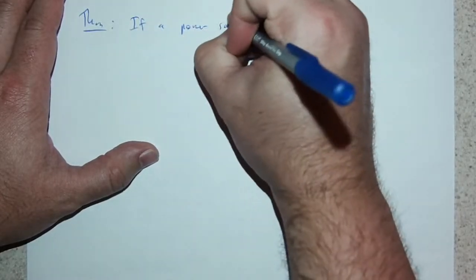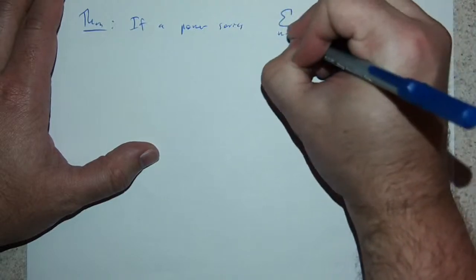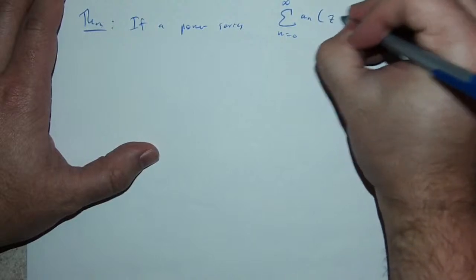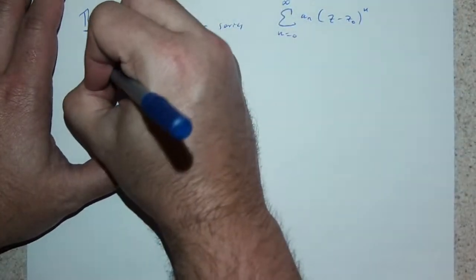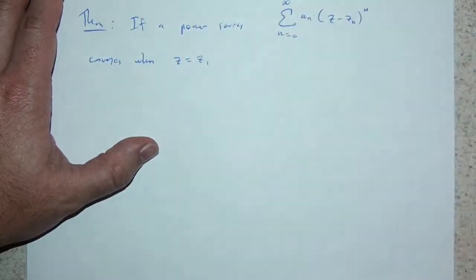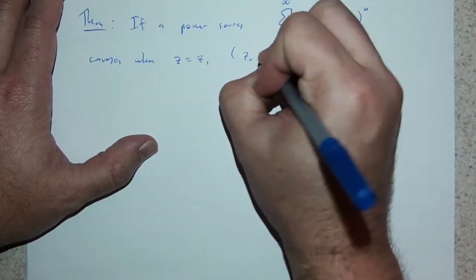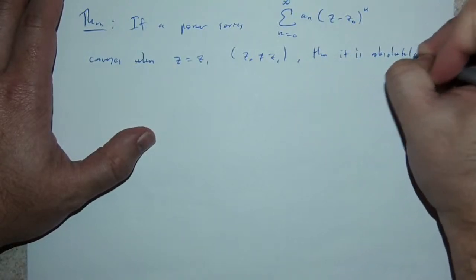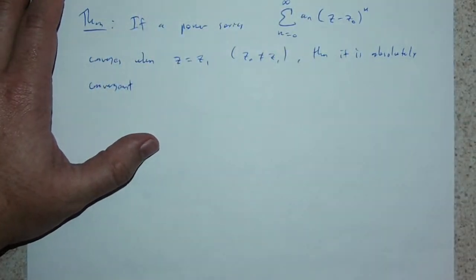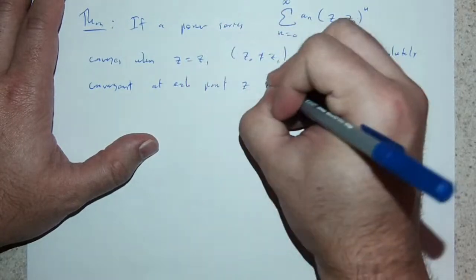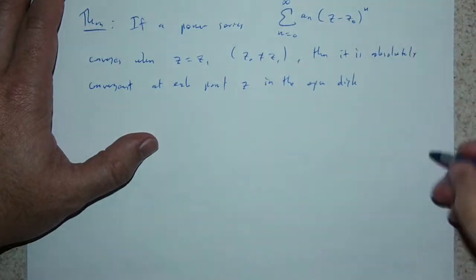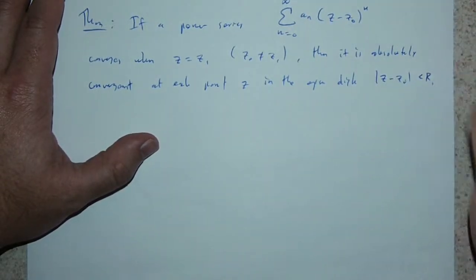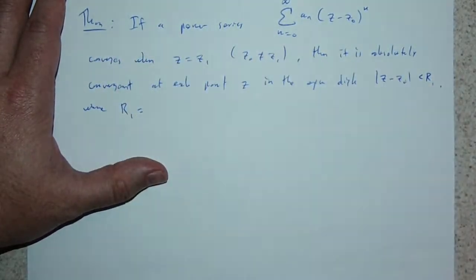What are the theorems in question? First theorem: if a power series, that I will write as the sum from n equals 0 to infinity of a sub n times (z minus z naught) to the n, converges when z is equal to z sub 1, and they're not equal, so we'll say z naught is not equal to z sub 1, then it is absolutely convergent at each point z in the open disk, that is, modulus of z minus z naught is strictly less than r sub 1, where r sub 1 is the distance between z1 and z naught.